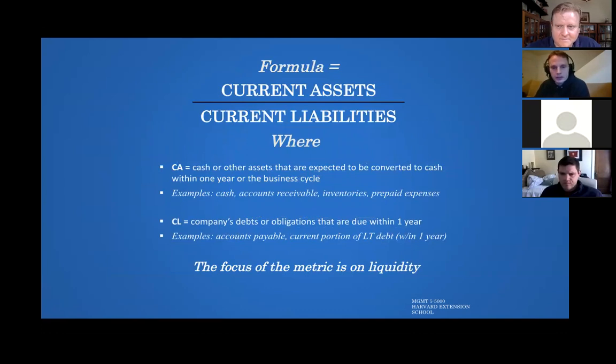So the formula is obtained from the balance sheet, and it's current assets divided by current liabilities. Now, current assets basically are cash or any other assets that can be converted to cash within 1 year of the business cycle. And you heard this in some of the prior presentations, pretty straightforward. It's cash, accounts receivable, inventories, prepaid expenses, and so forth. And then current liabilities is kind of the opposite of that. It's company debts or obligations that are due within 1 year. So accounts payable, the current portion of long-term debt.